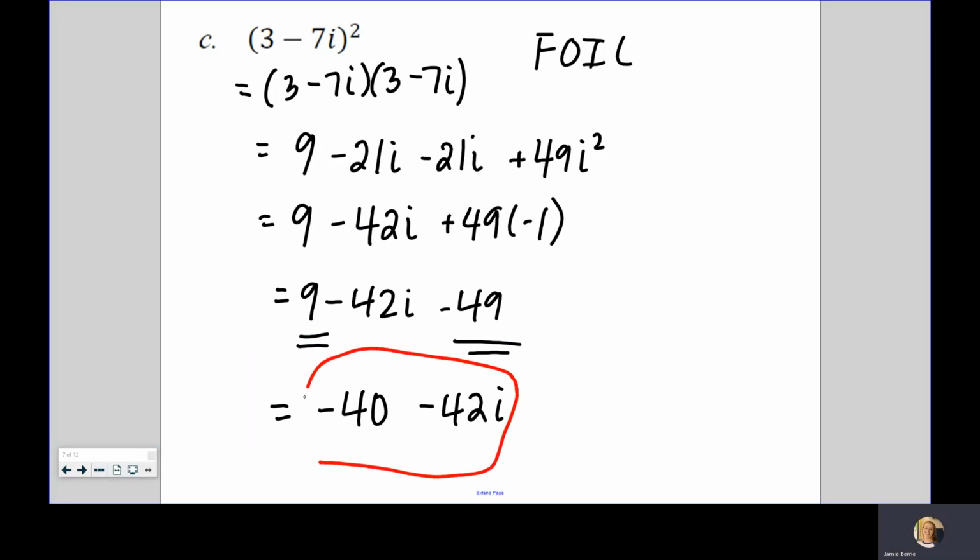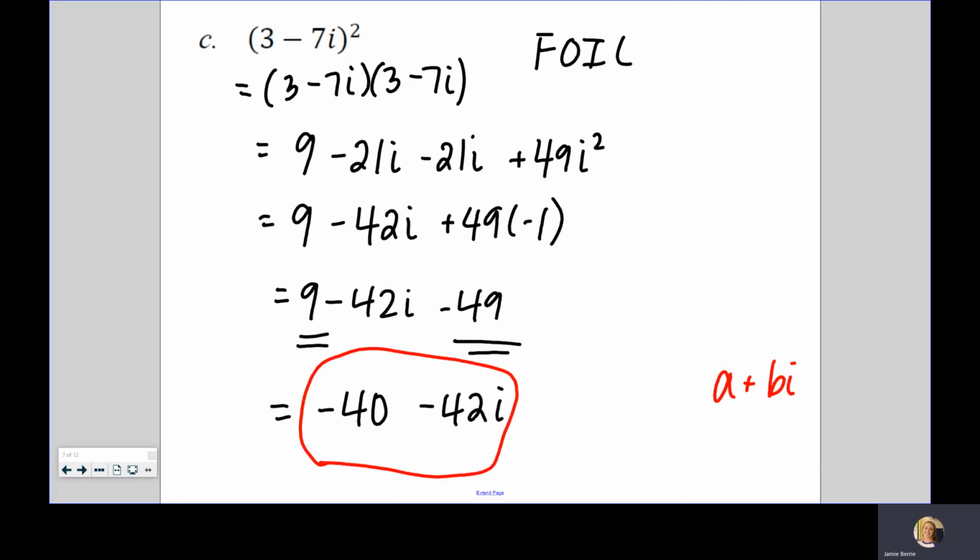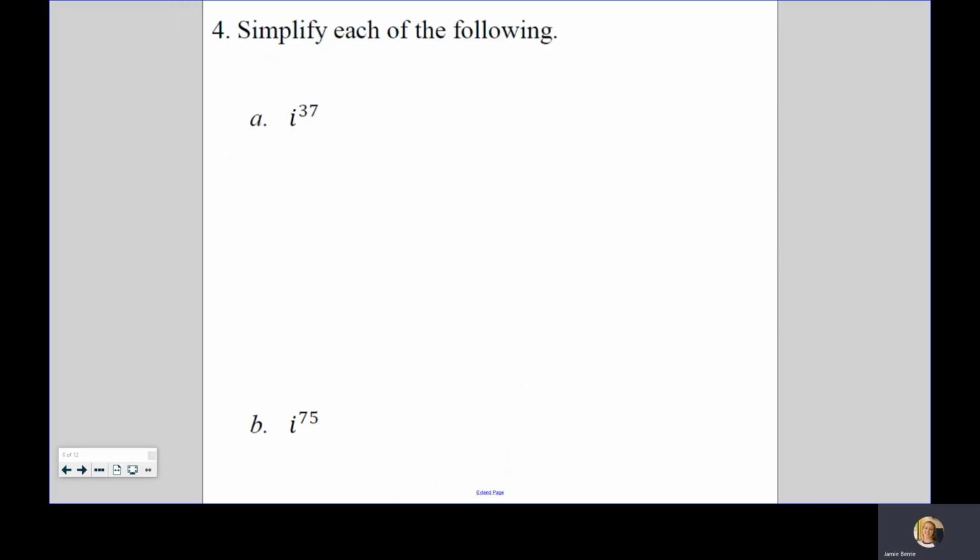Again, if you can, try to write your answer in the form a plus bi. Very important. Now, for example, on part A, we didn't need to worry about that because there was no imaginary part. But if you do have a real part and an imaginary part, make sure you write it in the correct order, a plus bi. All right, let's see. We're going to talk about simplifying powers of i, and then we'll come back and talk about division in just a second.